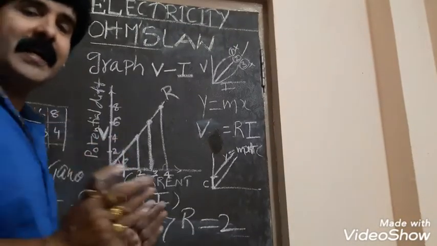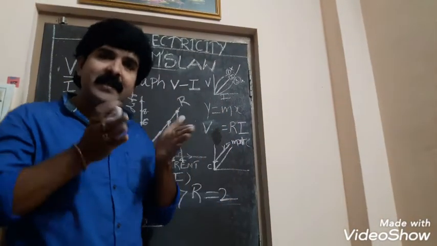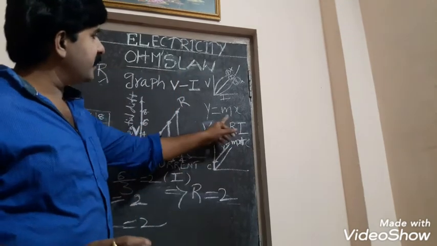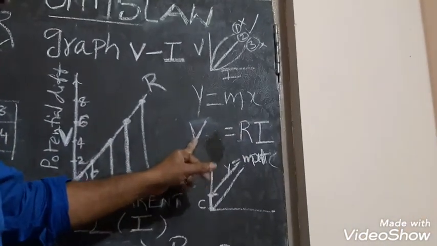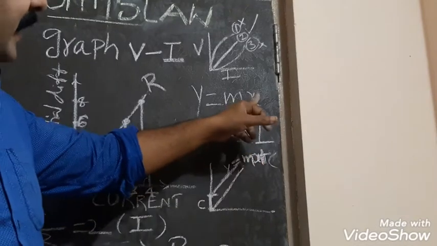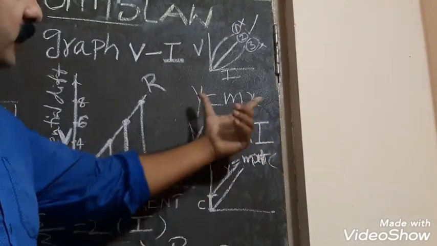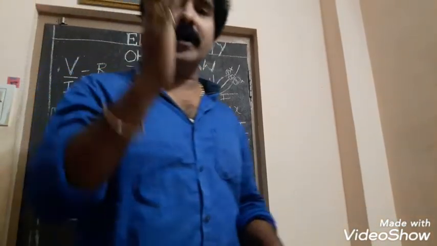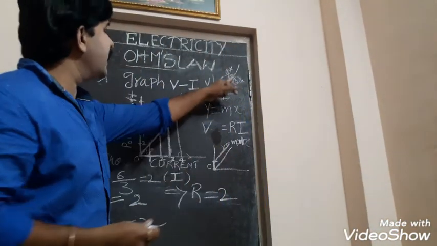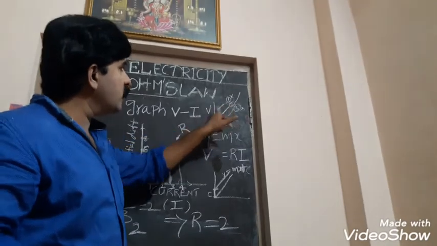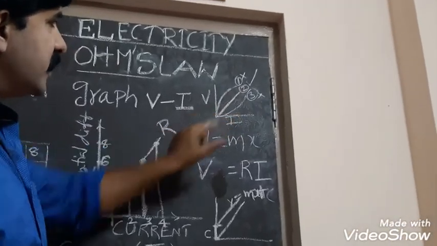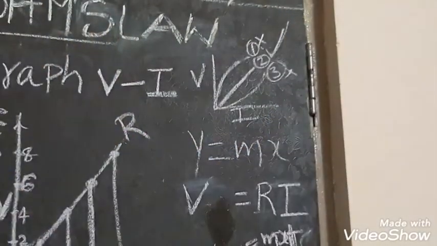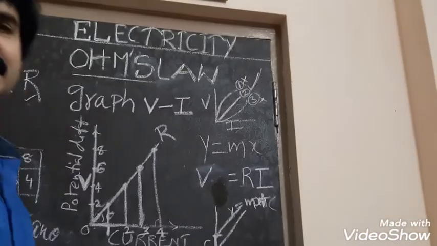It is in the form of a straight line that is passing through origin. Here Y represents V, m represents R, X represents I. It is in the same form, y is equal to mx. Always this form represents a line which passes through origin. That's why my answer, the straight line VI graph passing through origin, is correct. I substantiate the answer. 2 is the correct one. You have to answer like this.